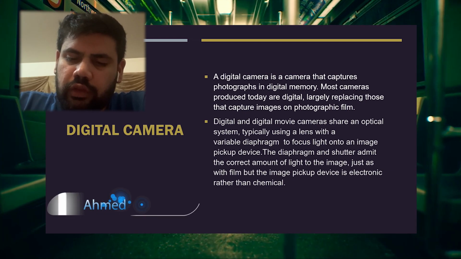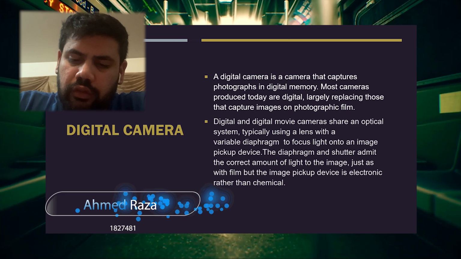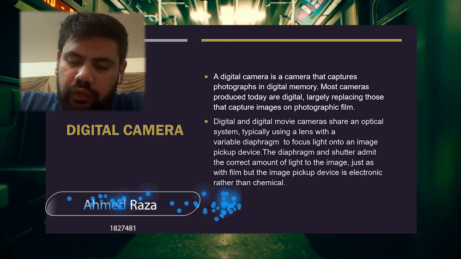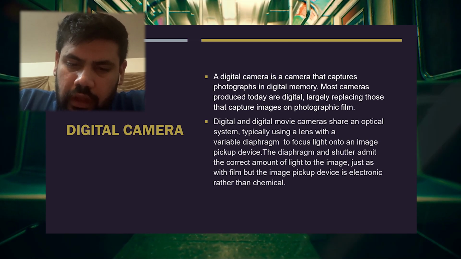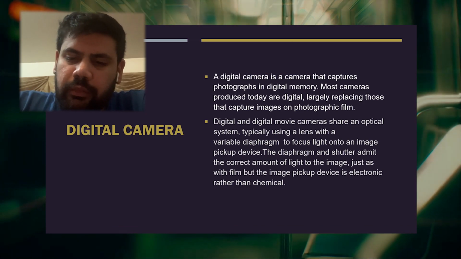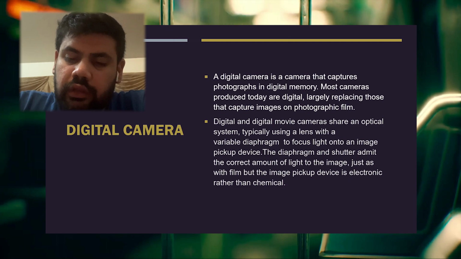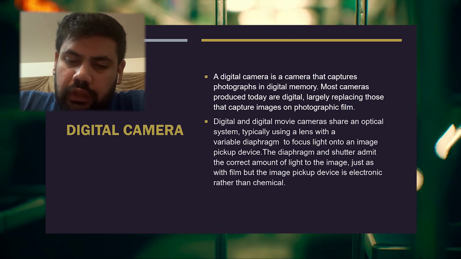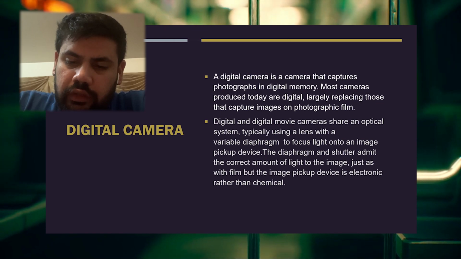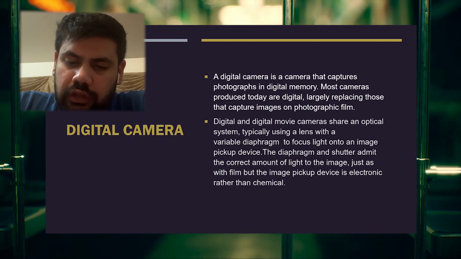A digital camera is a camera that captures photographs in a digital memory. Most cameras produced today are digital, largely replacing those that capture images on photographic film. So, the soul of a digital camera is its sensor, which determines the image size, resolution, low light performance, depth of field, dynamic range, lenses, and even the camera's physical size. The sensor is the key.